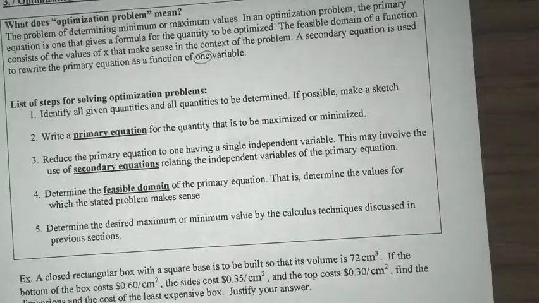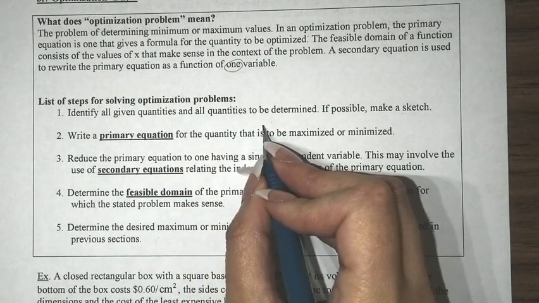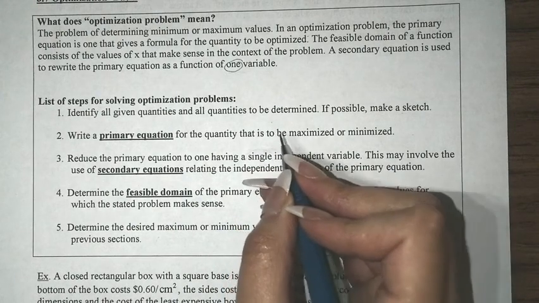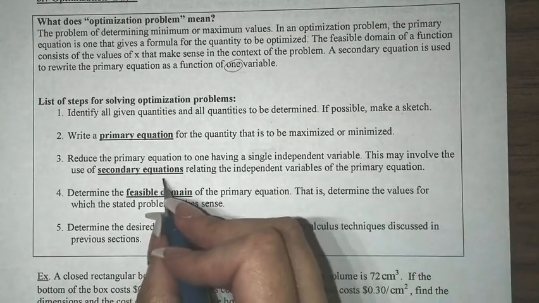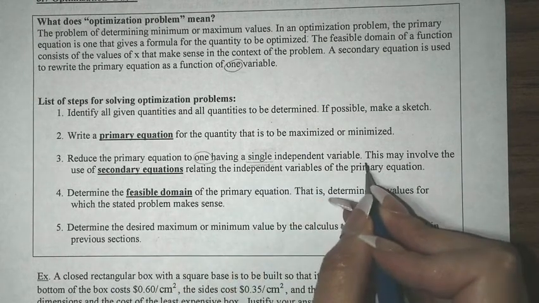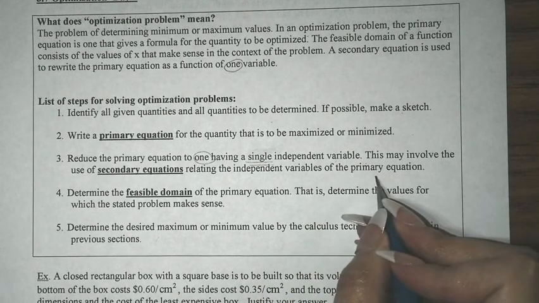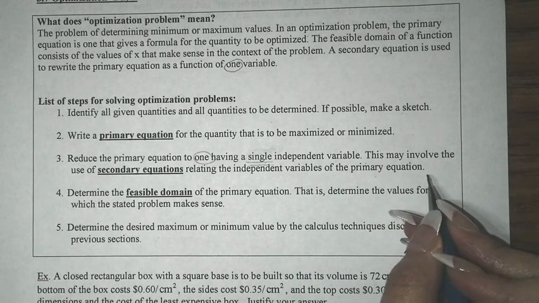Okay, so you're going to identify all the given quantities and quantities to be determined. If possible, make a sketch. After that, you're going to write the primary equation for the quantity that is to be maximized or minimized. After that, we're going to reduce the primary equation to one having a single independent variable. This may involve the manipulation of a secondary equation relating the independent variables of the primary equation. This one will help you a lot, okay? This will make your equation much easier.